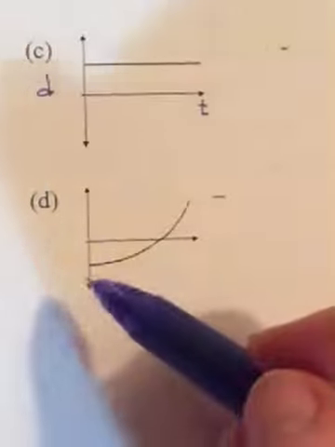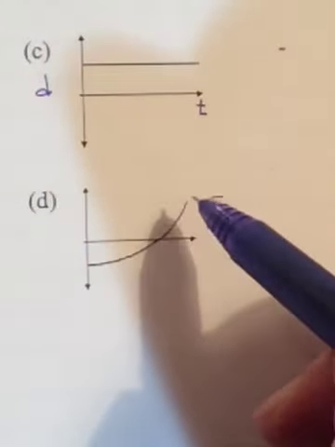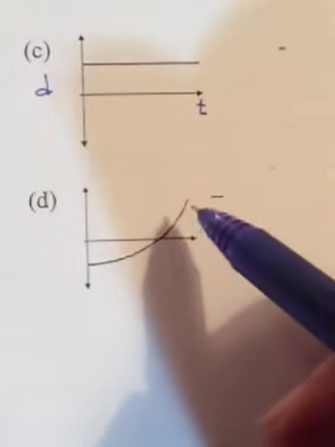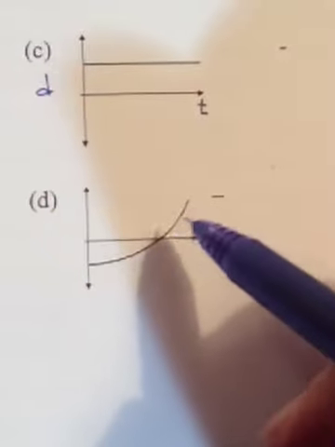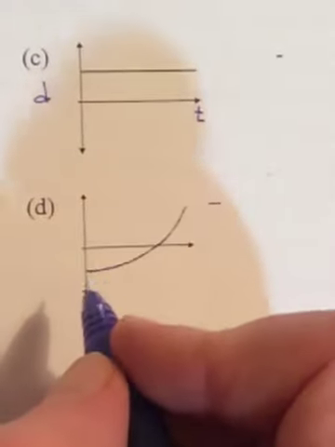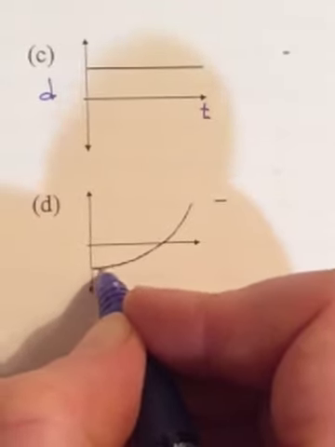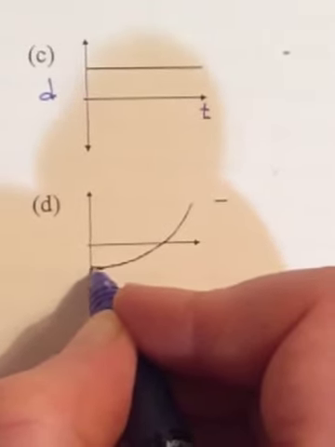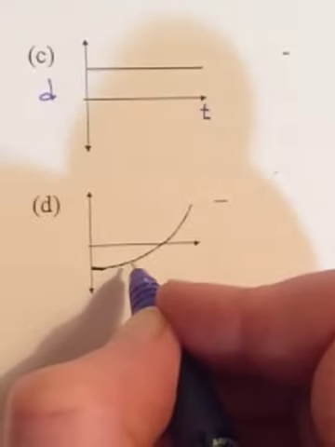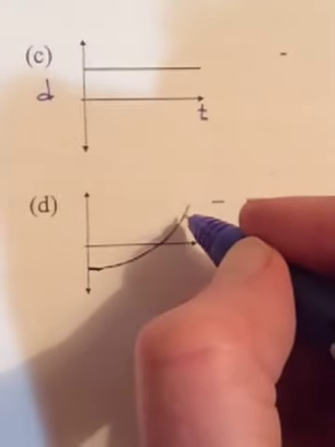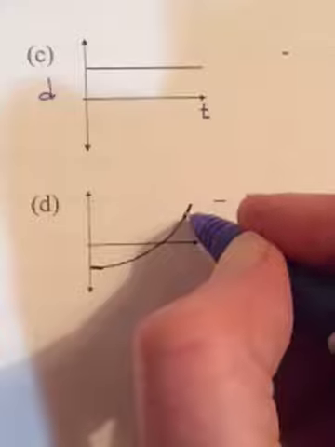D. This time the slope is not constant, so the velocity is not constant, which means there is an acceleration. And it's positive because the slope is positive. But if you look down here, you'll see the slope isn't very big. It's almost horizontal. But as time goes on, the slope's getting bigger.